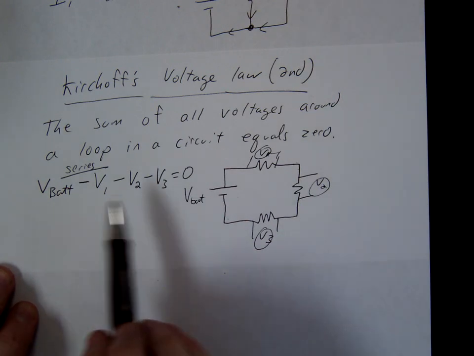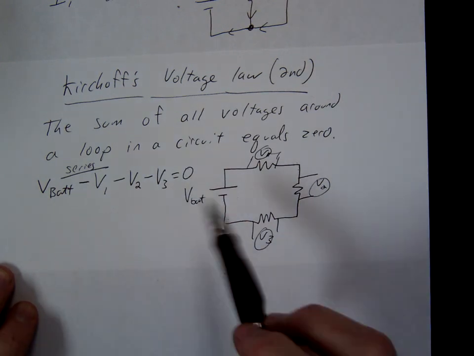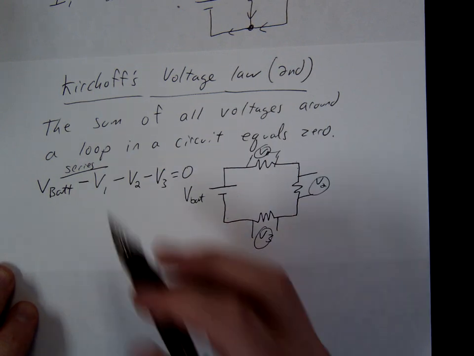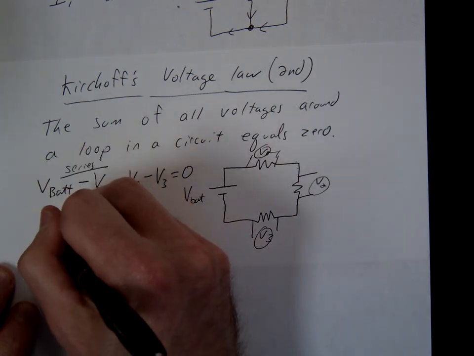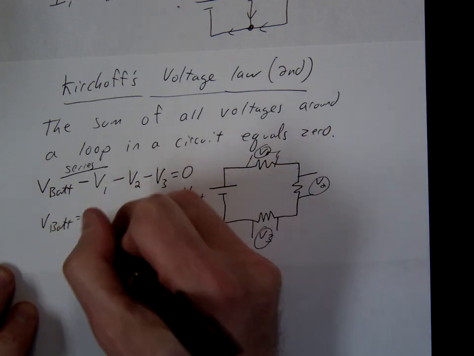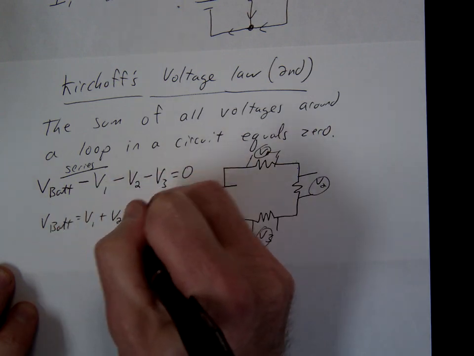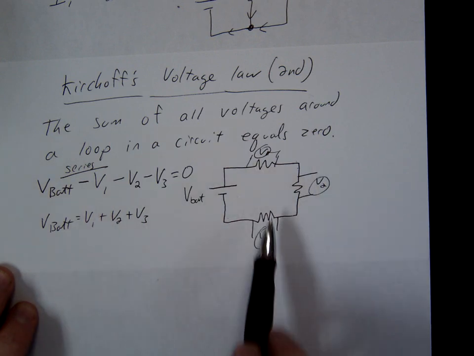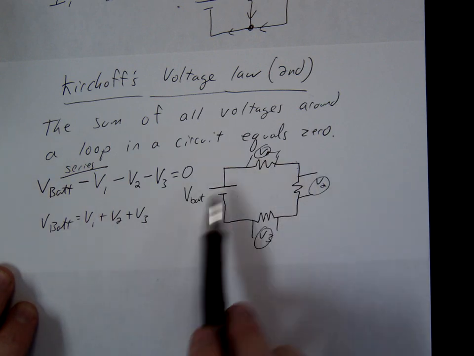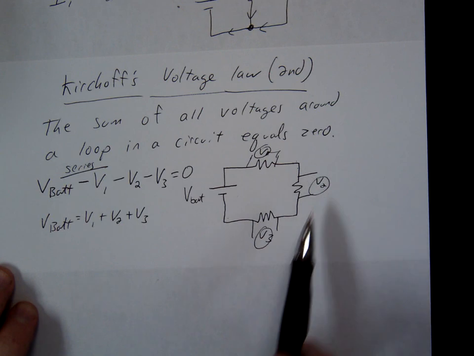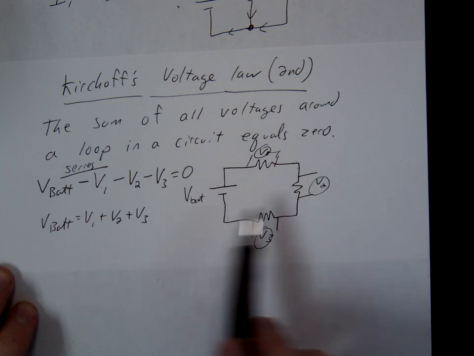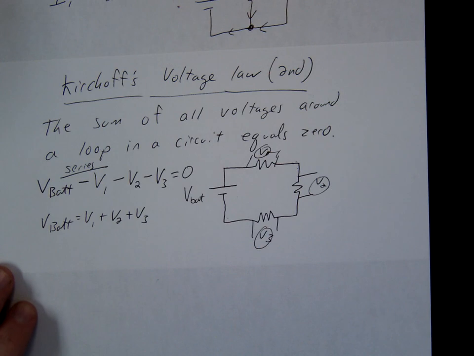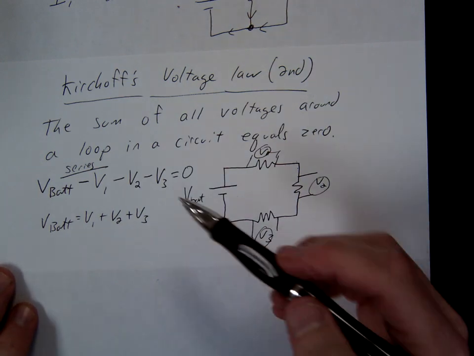Okay, and we talked about this yesterday. I've kind of phrased it a little bit differently. What did I say yesterday is true? We wrote it like this: V battery is equal to V1 plus V2 plus V3. So when you add these up, they should add up to the total. This is inputting the energy. These are taking energy away. So if you start with 100, then you should take away 100 by the end. Okay, so that's Kirchhoff's voltage law.